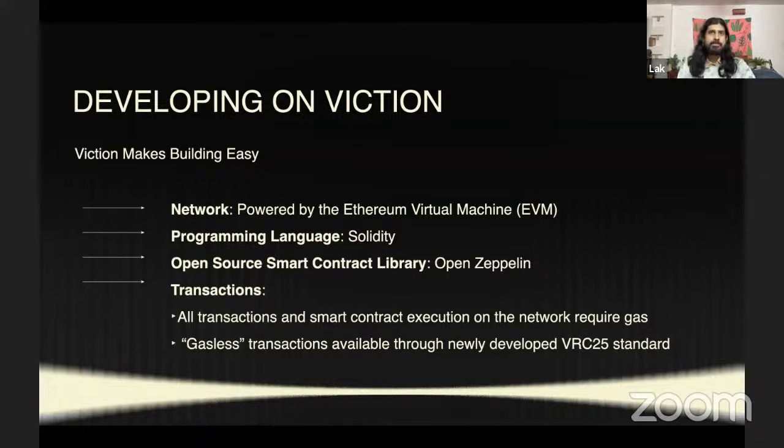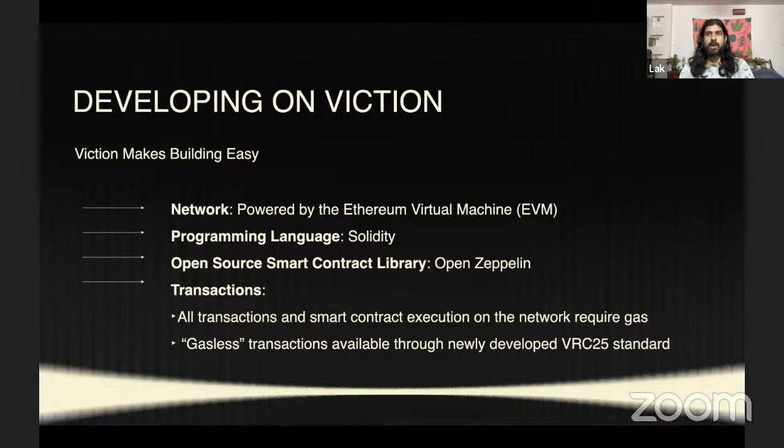Viction is fully compatible with the Ethereum virtual machine. But what does that mean for builders that want to create products on the network? So the EVM, or the Ethereum virtual machine, is a crucial component of any EVM blockchain. It's a runtime environment that executes and processes smart contracts on the network. The EVM also manages the state of the blockchain and enables smart contract functionality on the network.